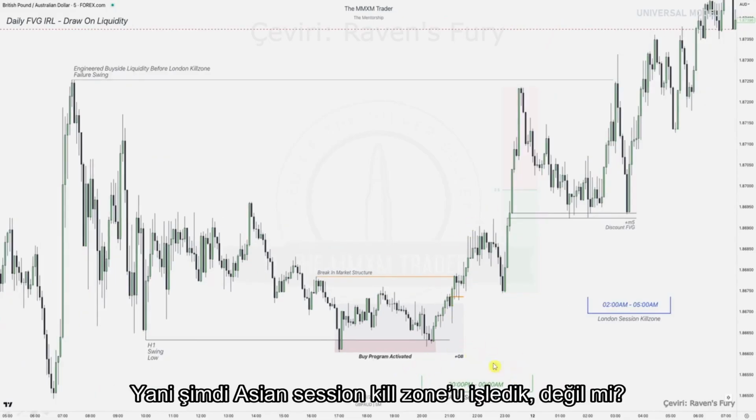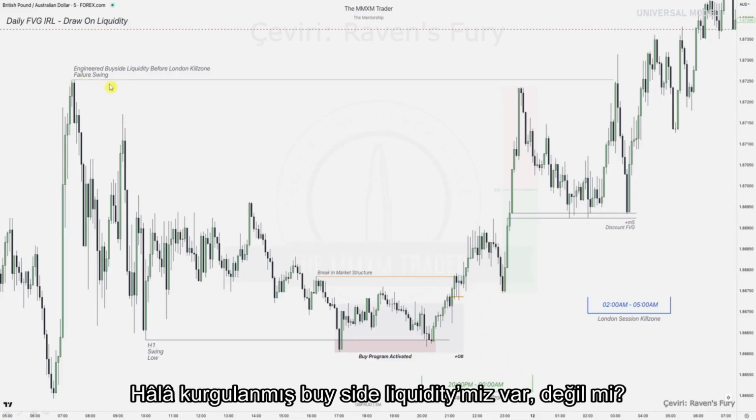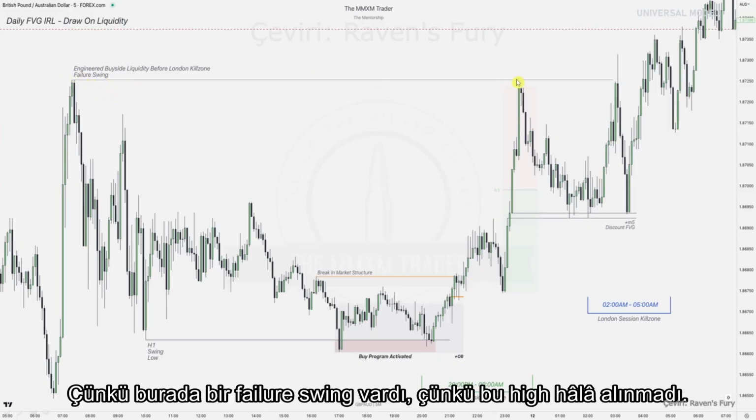So now we went over that Asian session kill zone, right? That OTE entry over here and this order block supporting price to go up higher. We still have that engineered buy side liquidity, right? Because we had that failure swing up here, right? Because this high is still not taken out.